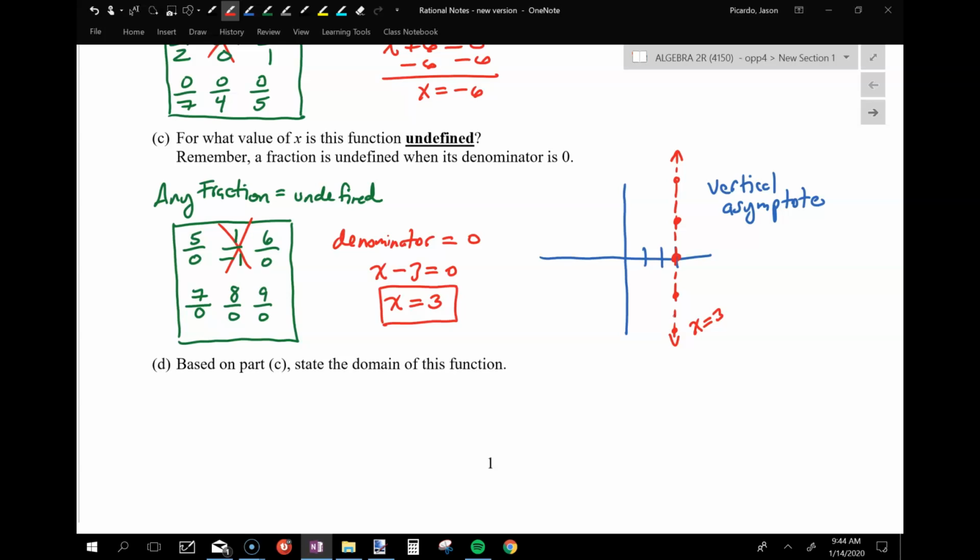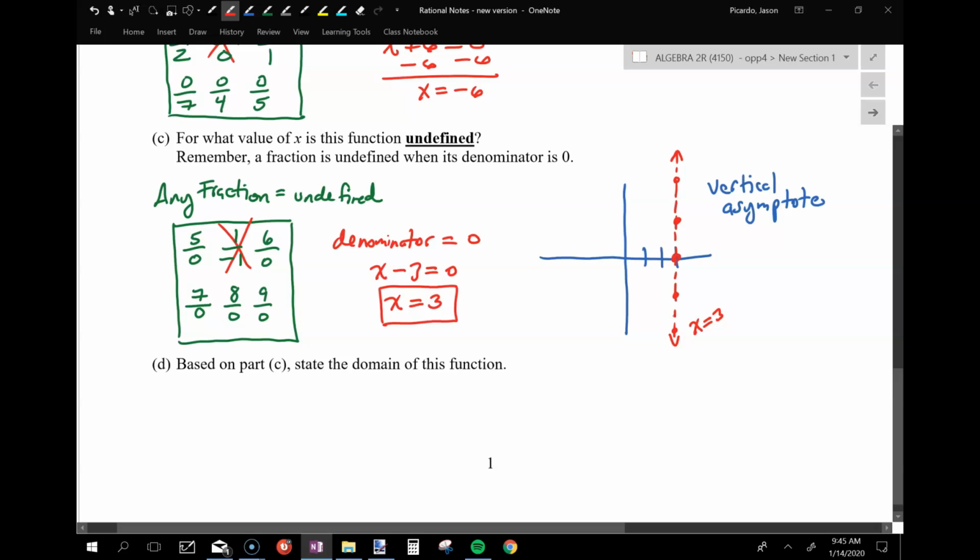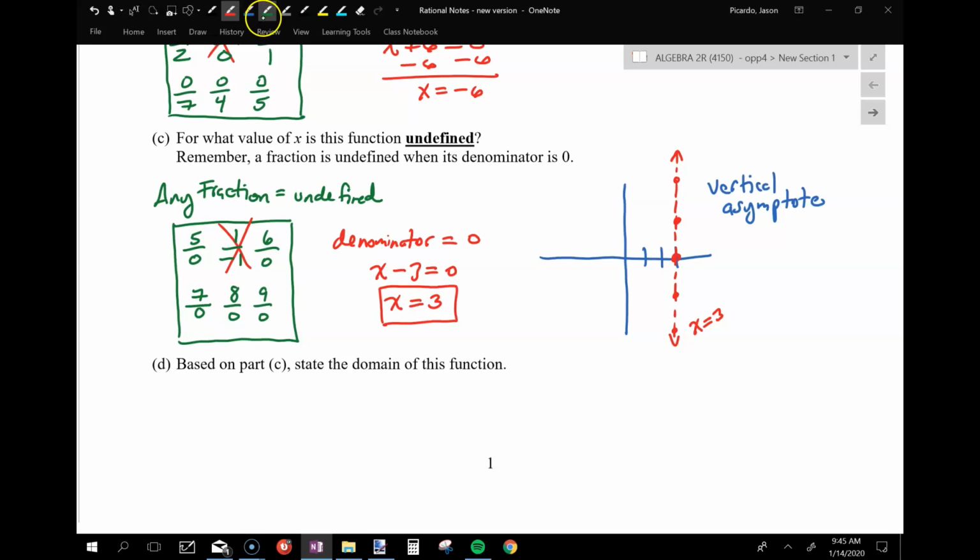So, quick question. Can I plug it? Is 0 part of the answer? Am I allowed to have something at 0? Yes or no? Am I allowed to have something at 1? Yes or no? How about at 5? Sure. How about at -3? Sure. How about at +3? No. So what's the domain?